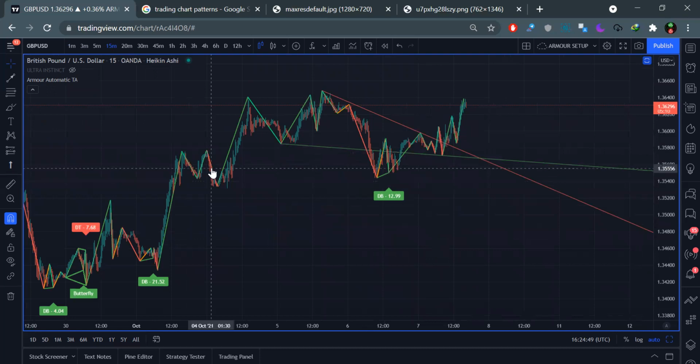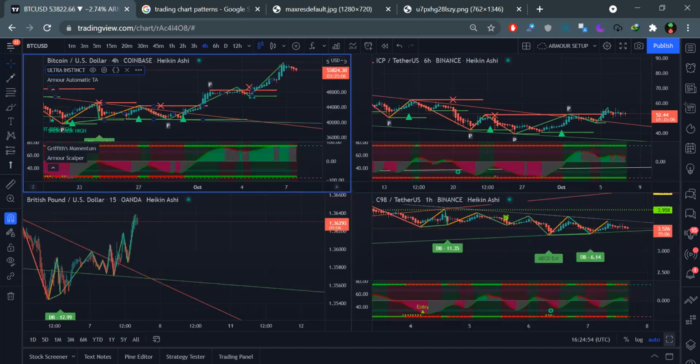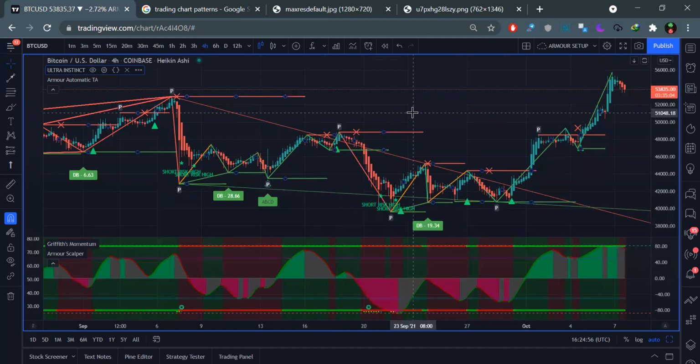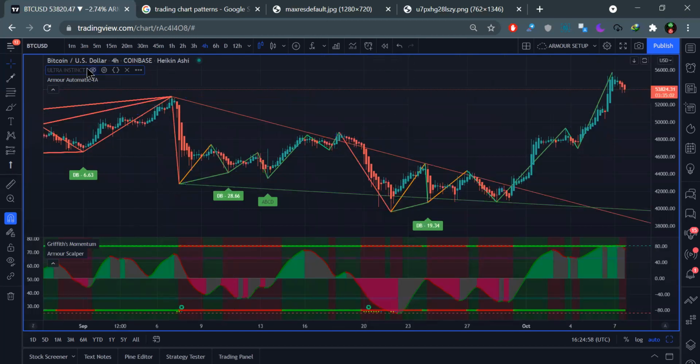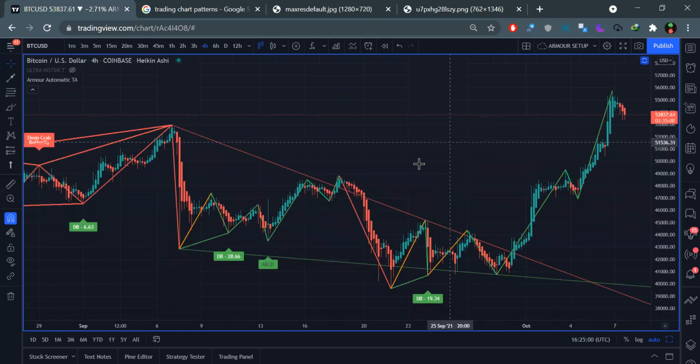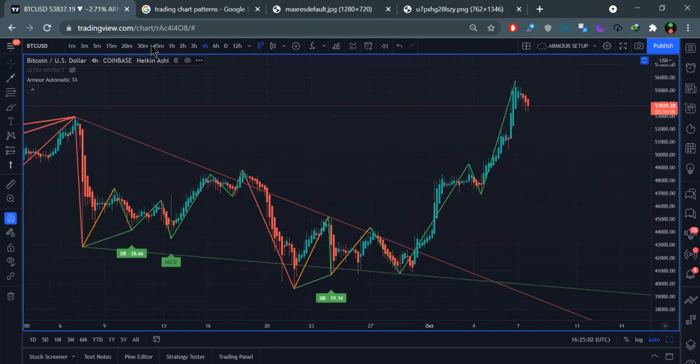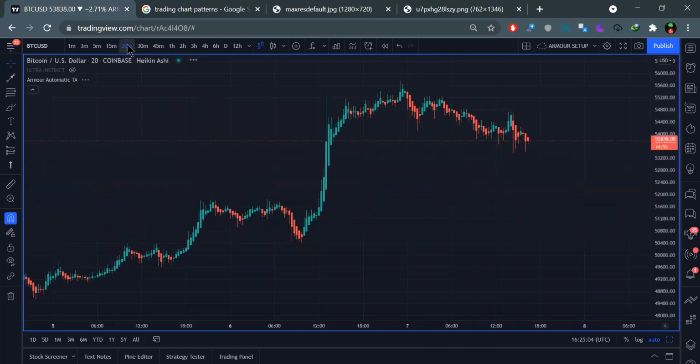Okay, let's move on to some other pair like BTC. And you know already how to use it, but if you know how to use this one, then it's like icing on the cake.